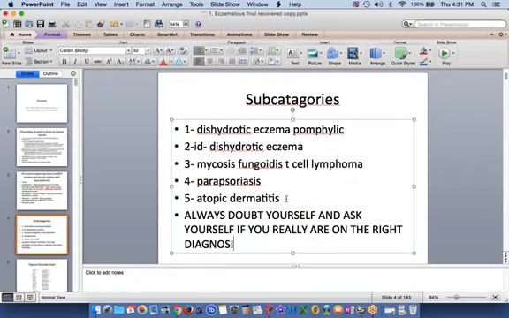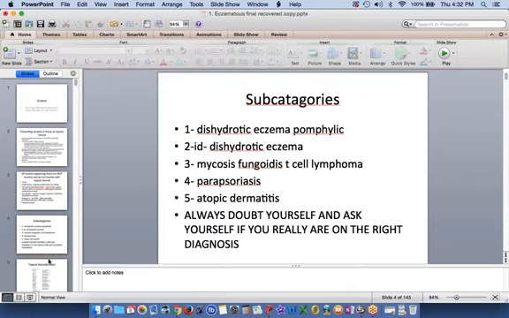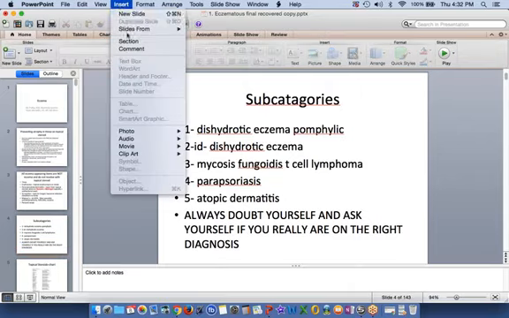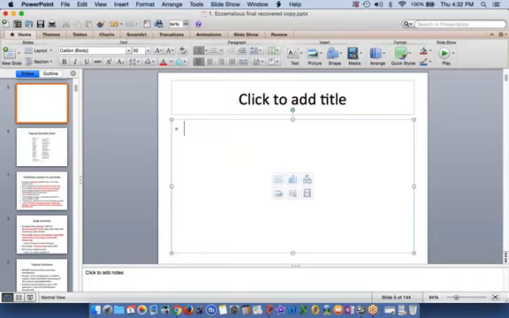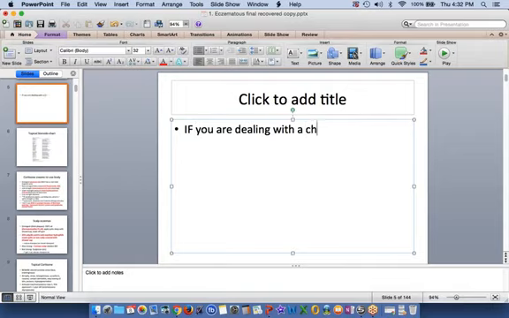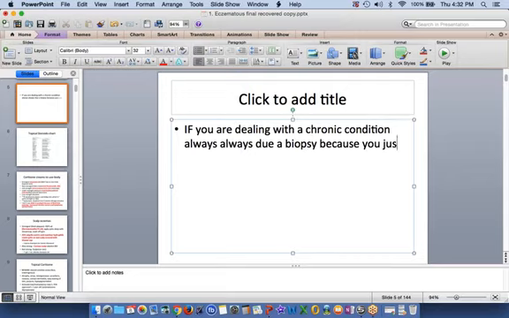Okay, a rule of thumb that I have is that if you're dealing with a chronic disease, okay, if you're dealing with a chronic disease, such as, okay, and I'm going to write that down, if you are dealing with a chronic condition, always do a biopsy because you just may be wrong.